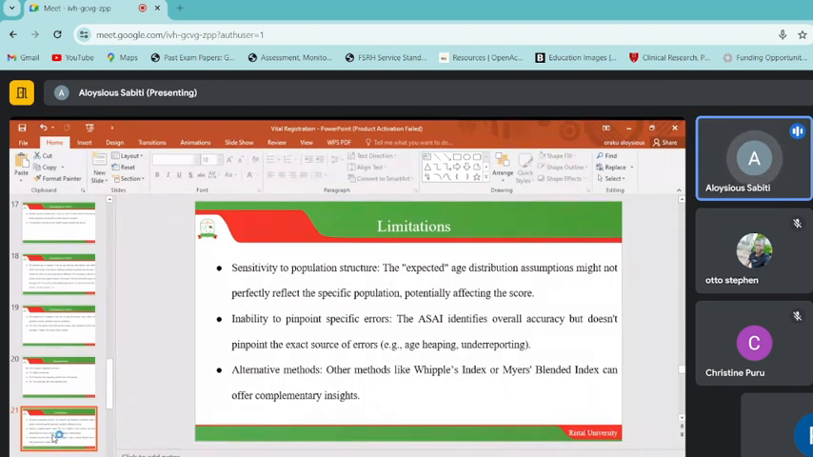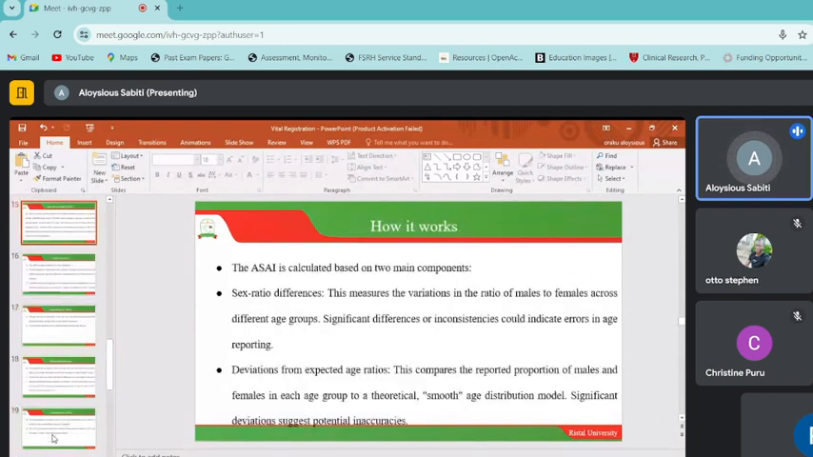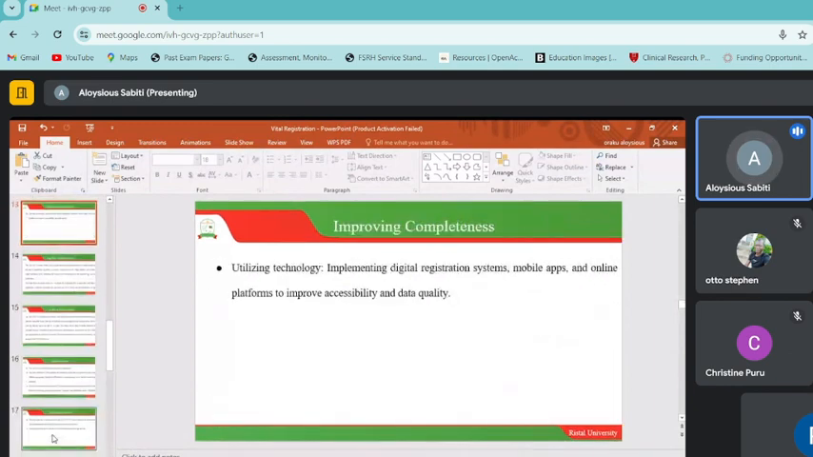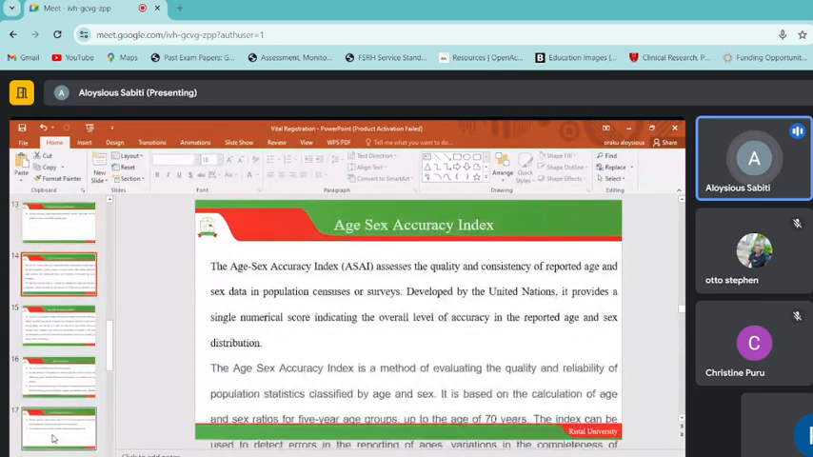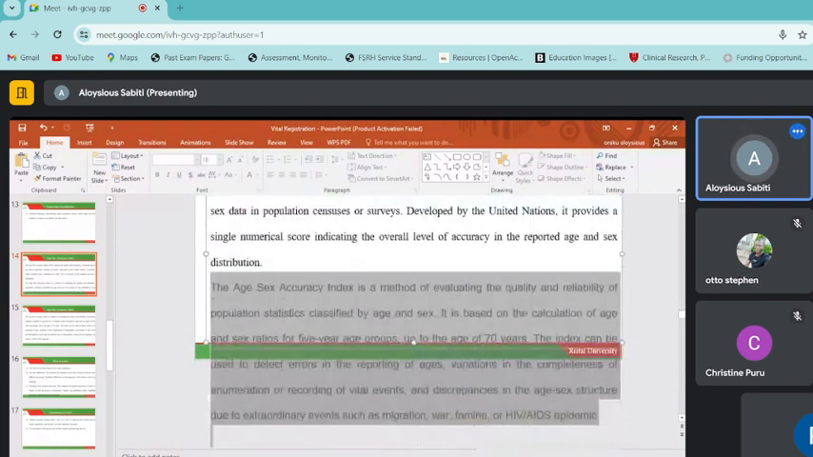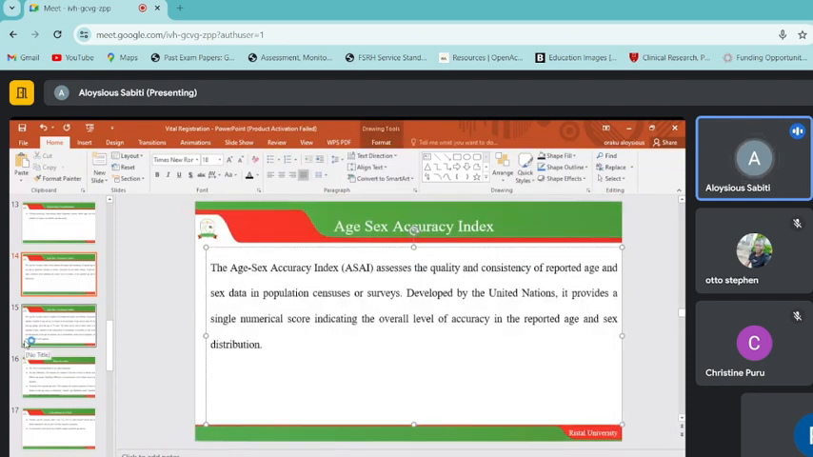Then I also want us to capture the aspect of the age-sex accuracy index. However, we can just go through it, but on Monday we shall be able to understand deeply what specifically we want to look at in terms of the calculations we have had in this demographic survey.